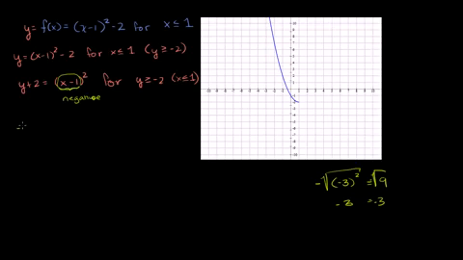So you get the negative square root of y plus 2 is equal to, and I'll write this extra step here just so you realize what we're doing, the negative square root of x minus 1 squared, for y is greater than or equal to negative 2, and x is less than or equal to 1. That's the whole reason why we take the negative square root there.